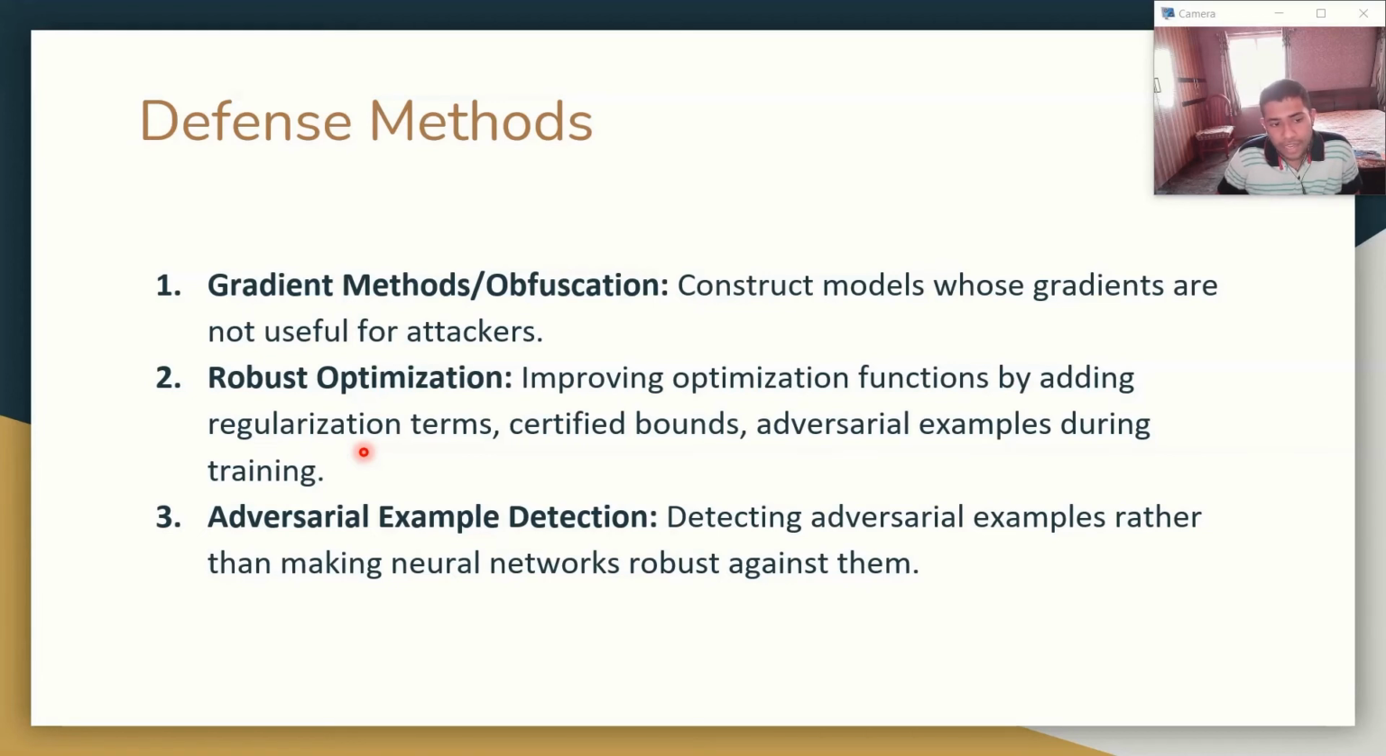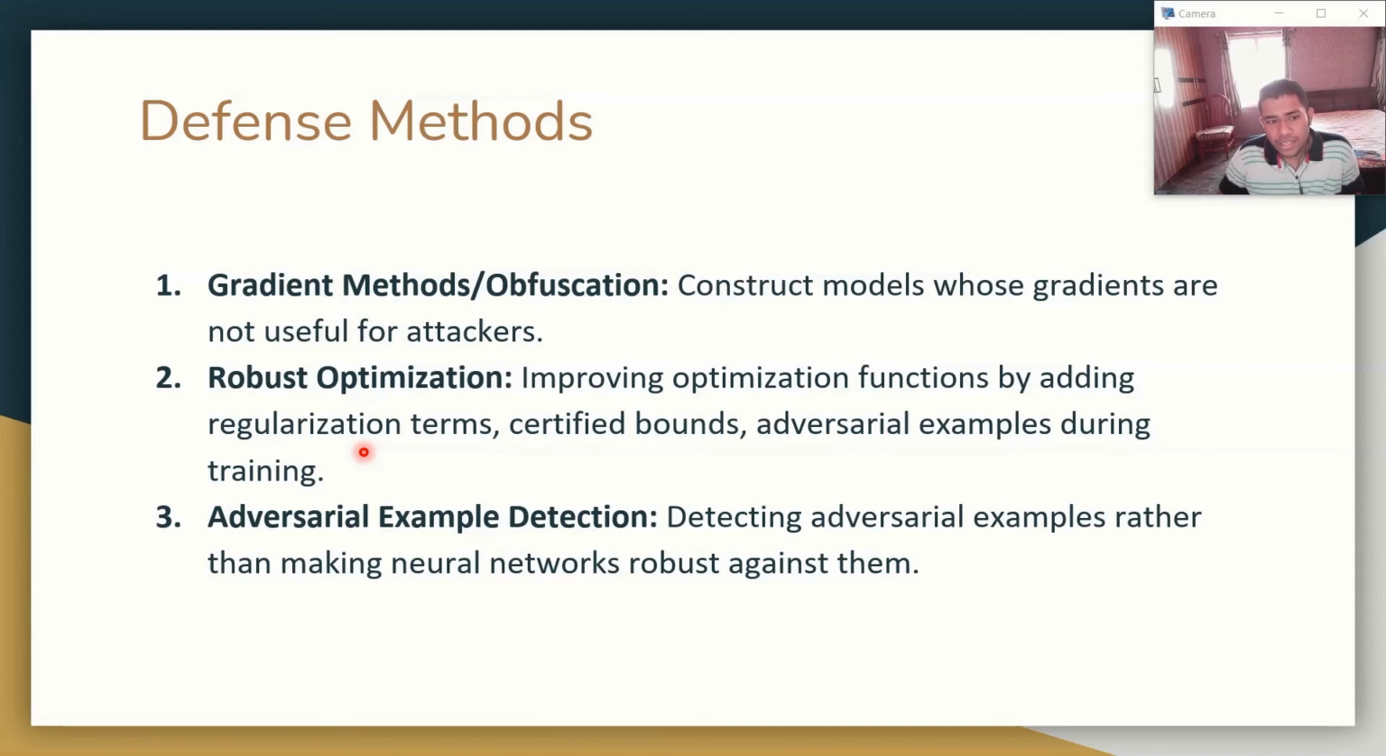And then we have robust optimization. This is one of the most popular methods wherein we are going to improve the optimization function of the deep neural network itself by adding regularization terms, certified bounds, adversarial examples during training, which we are going to see in the next few slides. And then there's one more new method which is adversarial example detection.